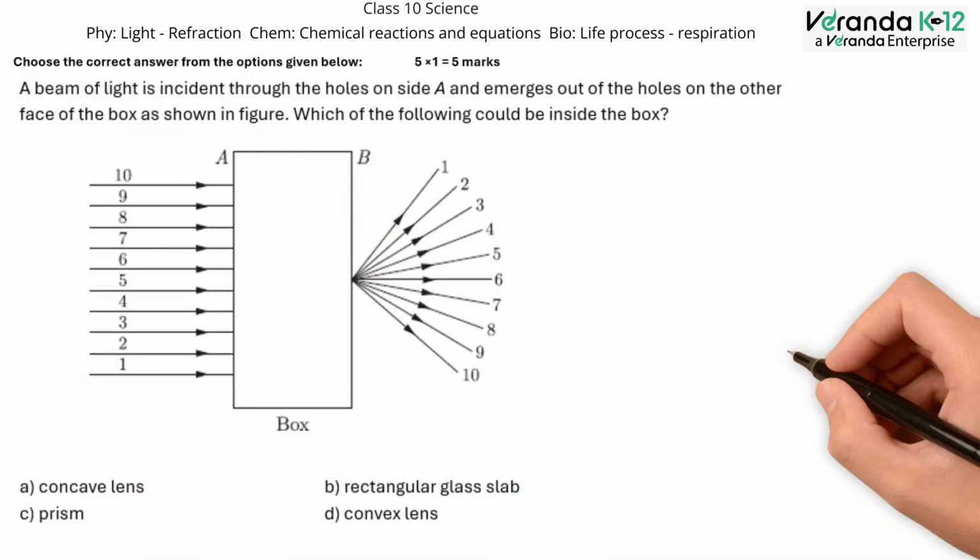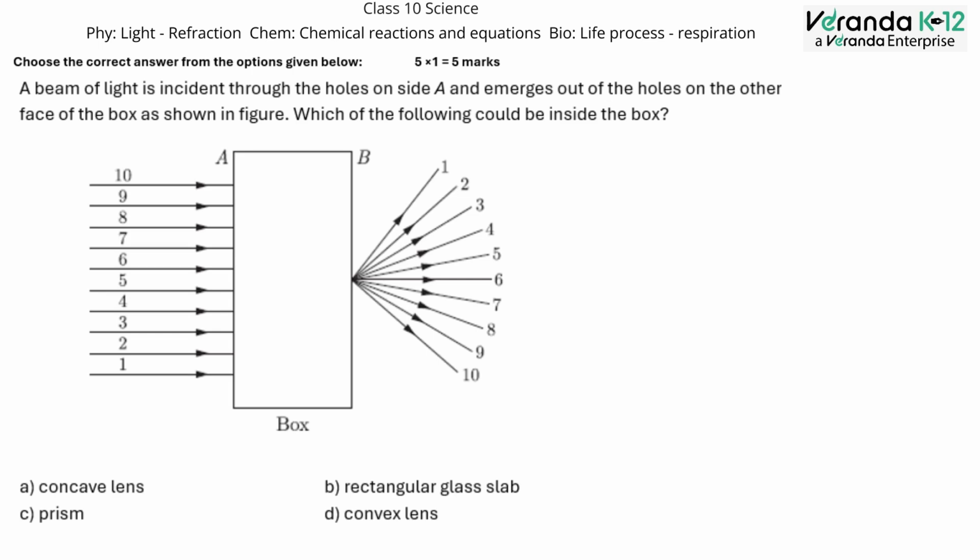Question number 1. A beam of light is incident through the holes on side A and emerges out of the holes on the other face of the box as shown in the figure. Which of the following could be inside the box? Option A, concave lens. Option B, rectangular glass slab. Option C, prism. Option D, convex lens.